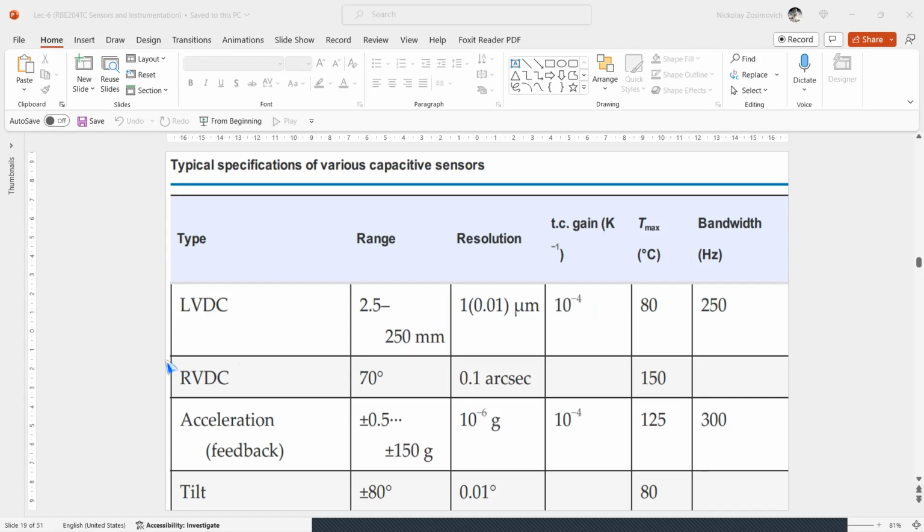Another rotational variable differential capacitor we may compare is characteristic. It is based on the same principle, but configured for angular displacement. So angular sensitivity is obtained using a triangularly shaped electrode. Further specifications on this sensor are given in the overview table.